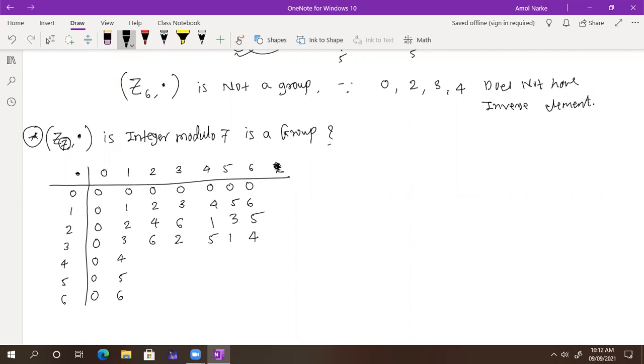1, 1. 5, 5, 12. Correct. 16 is nothing but again 3. 2, 40. So 2, 2, 2. 2, 2, 2. Correct. And here 20 we have 6, 6. And 24 we have 3.